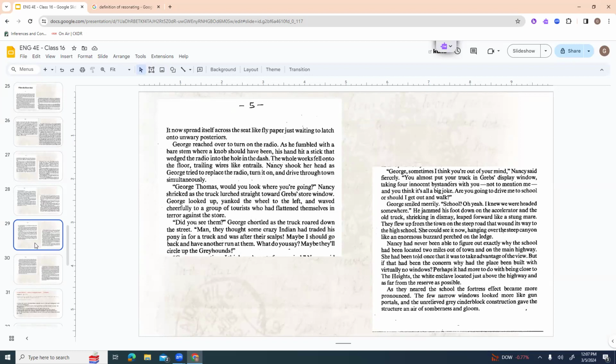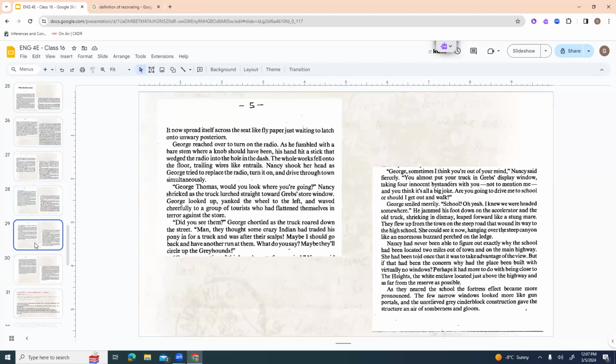He jammed his foot down on the accelerator, and the old truck, shrieking in dismay, leaped forward like a stung mare. They flew up from the town on the steep road that wound its way to the high school. She could see it now, hanging over the steep canyon like an enormous buzzard perched on the ledge. Nancy had never been able to figure out exactly why the school had been located 2 miles out of town and on the main highway. She had been told once that it was to take advantage of the view. But if that had been the concern, why had the place been built with virtually no windows? Perhaps it had more to do with being close to the heights, the white enclave located just above the highway and as far from the reserve as possible.